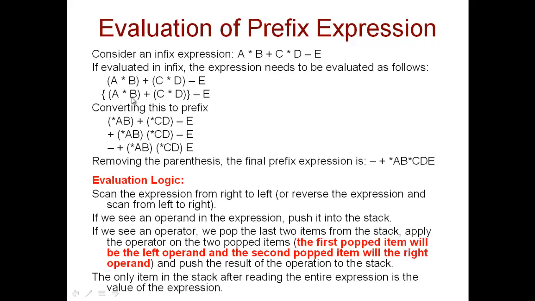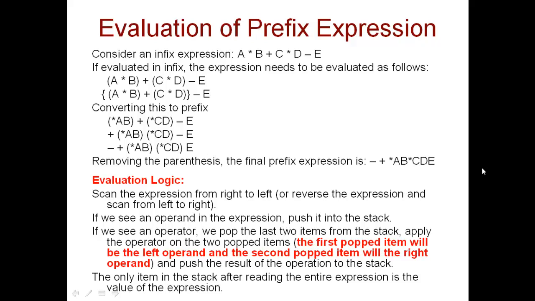So a star b will be evaluated as star a b in prefix, then c star d is star c d. So this star a b is the left operand, plus the right operand is star c d, then minus e. We break the tie in favor of plus, so plus is the first thing, followed by the left operand and the right operand. So the whole thing is now one operand, the left operand for minus, and then e. So you write the operator followed by the left operand and then the right operand. Finally, when you are done, you remove all the parentheses and simply write the expression like this.